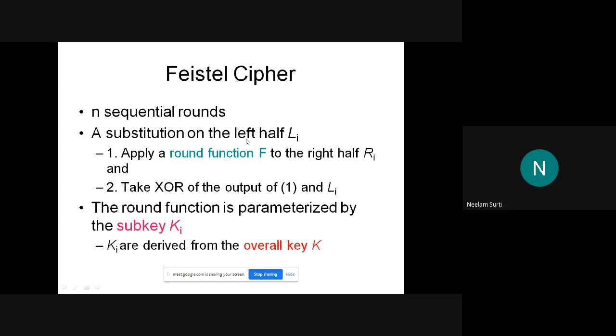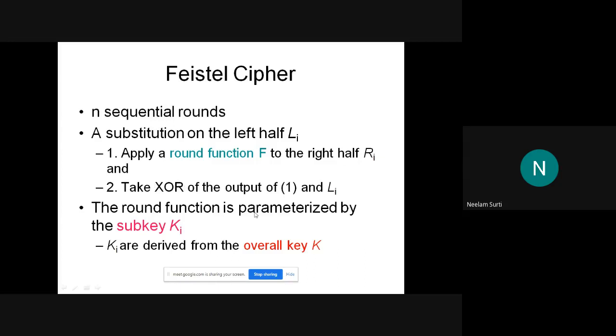A substitution on the left half Li. What you are doing is substitution on the left half Li. Why substitution? Because you are doing the XORing function. So how is the substitution done? First thing you have to do is apply the round function F to the right half Ri and the subkey. Now take the XOR of the output of 1, the output of the round function, and that of Li. So this is nothing but my step number 1, where I'll get the output of XOR.